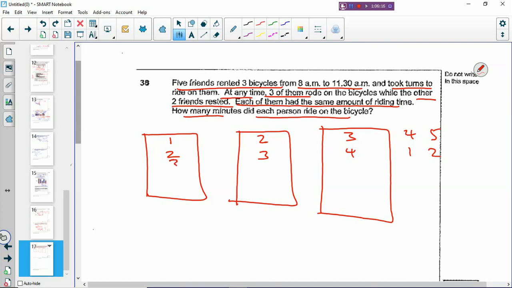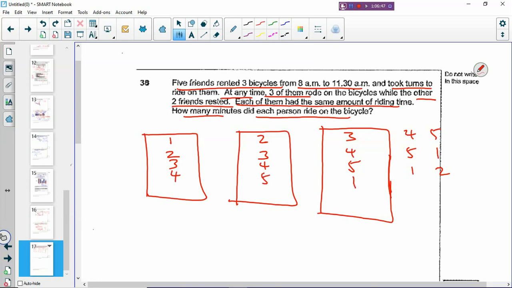And then you have the third, 4th, 5th riding, and the first 2 resting. Is it correct? Let me see. Second, third, 4th, 5th. Let me adjust a little bit. Some transfer error. So you have second, third, 4th. This should be 5th and 1, and then the third, 4th, and 5th person riding bicycle, and the first and second resting. And then you have 4th, 5th, and 1.